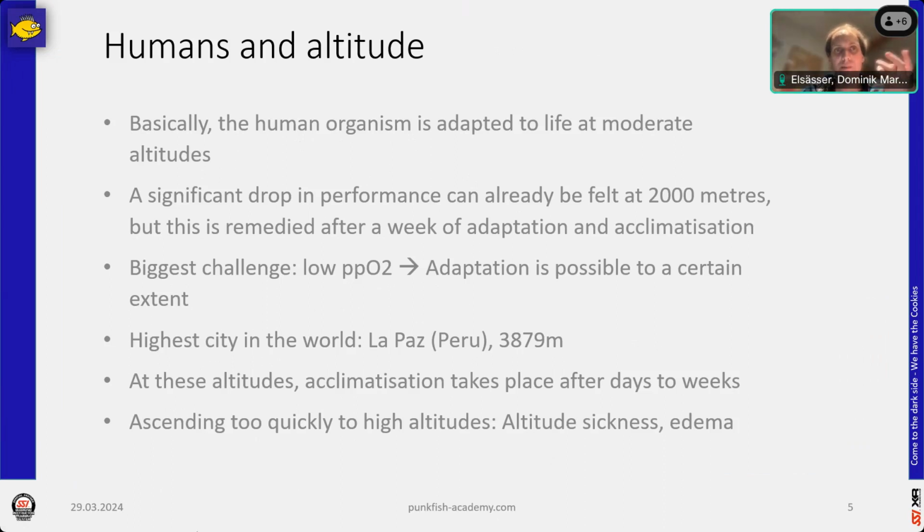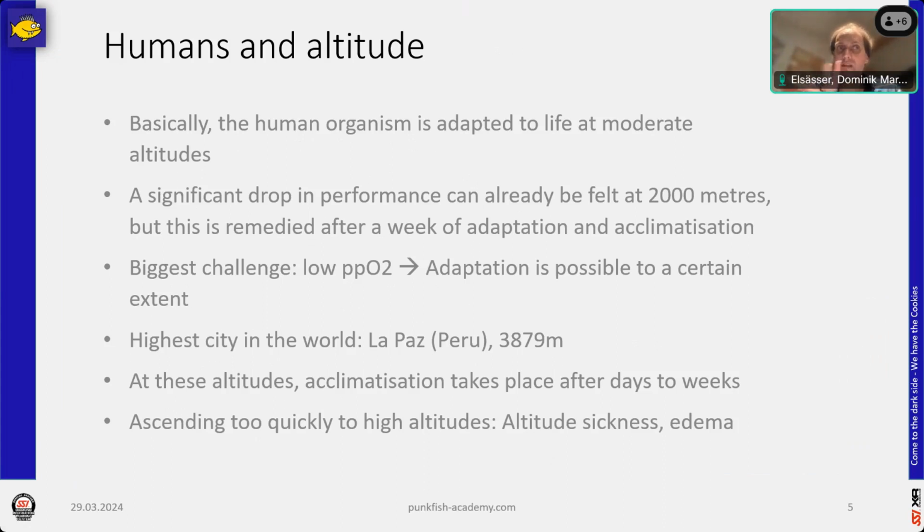That's the lower partial pressure of oxygen. And now we see this somehow limits, of course, the range of humankind, at least for permanent settlements. We see very high settlements in the Himalayas, for example, and also in the Andes in South America. But the highest city with more than 1 million inhabitants, so the highest really large city on the planet, is still La Paz in Peru. And it's at less than 4,000 meters.